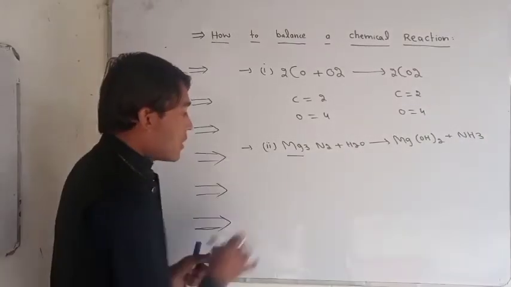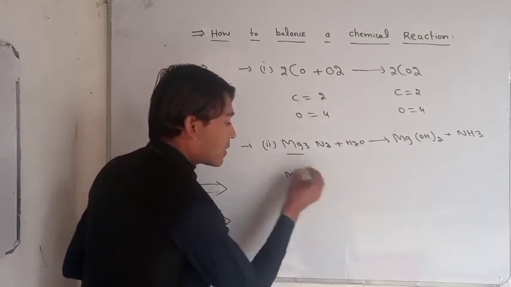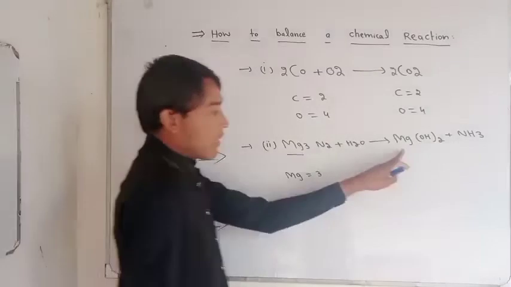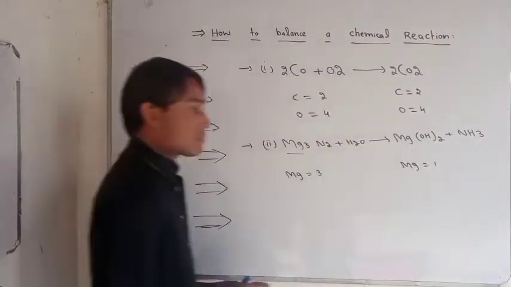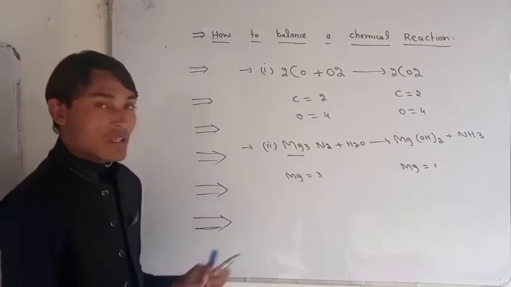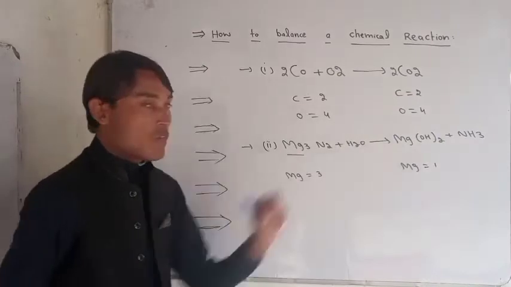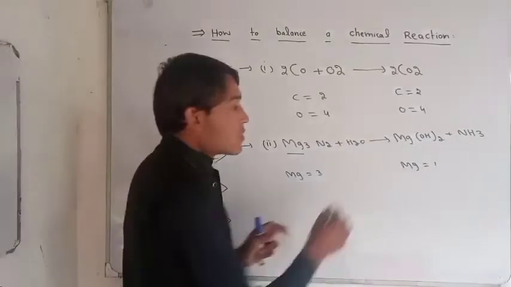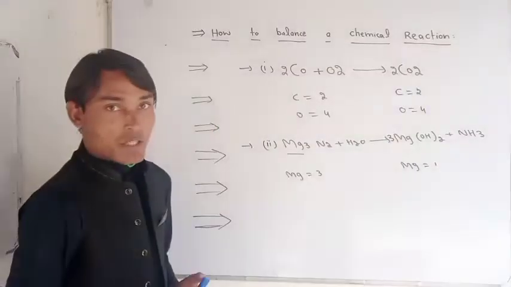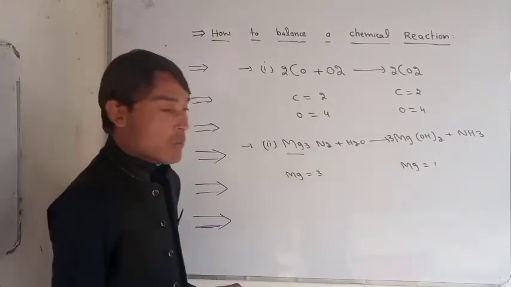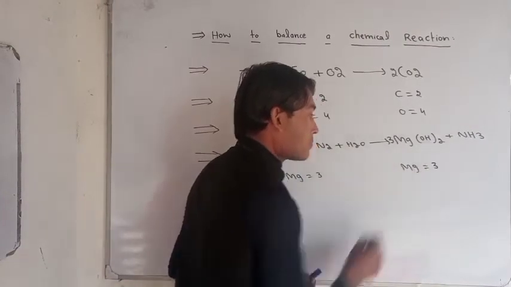Now let's talk about magnesium. The number of magnesium on the left is 3, and on the right the number of magnesium is 1. First of all we have to balance the metals. So here the number is 3 and here the number of magnesium is 1. So I have to add 3 here. What can I add simply? I can add 3. So the number of magnesium is balanced now, 3 here.